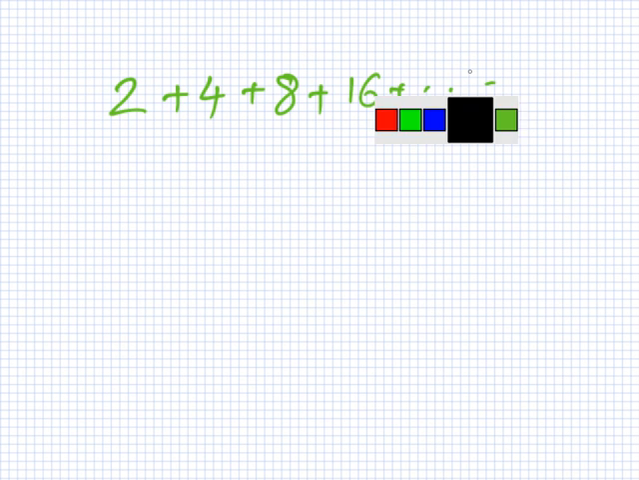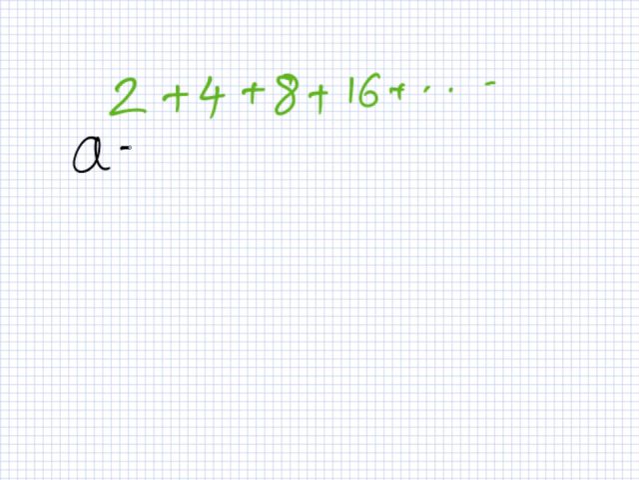Do you understand what's happening? So, how much is on the first square? 2. How much is on the second square? 4. The next square? 8, and then 16, and so on. Right, so what is the a here? 2, and the r? 2, and the n? 64.